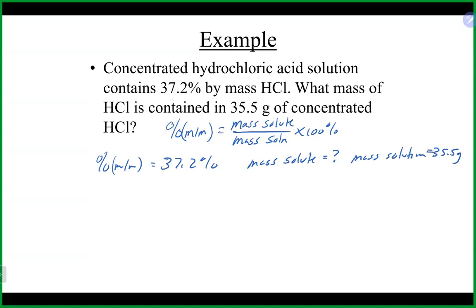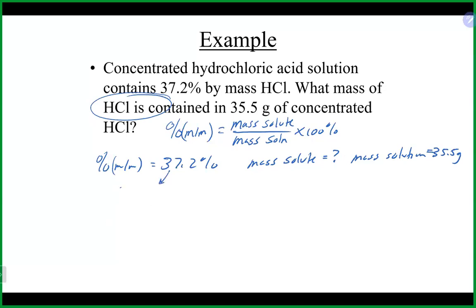Once again, since we are looking for the mass of the HCl, and because pretty much the solute is the name of the solution, that's how I know that is the solute we're looking for, and the 35.5 is actually the solution. So in this case, there's a couple ways we could do it. We could just plug and chug into the equation. We could also convert our percentage into a conversion factor and do more of a dimensional analysis approach. So I'll show you that here.